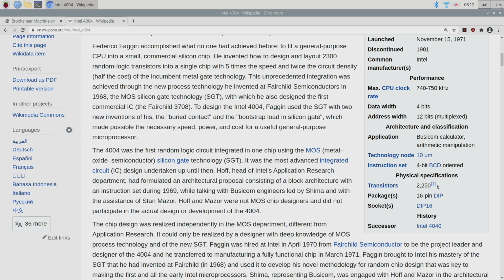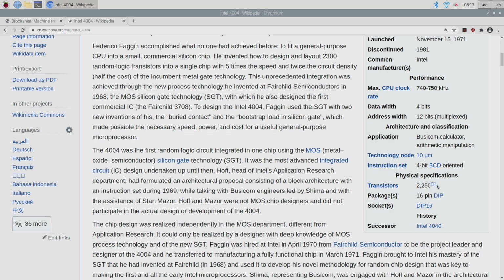It was 5 transistors to build the XOR gate. 2250 is a lot, but in a sense, that's also not really a whole lot, right? Because that's a little under 500 XOR gates worth of stuff. That's not that many if you think about it.